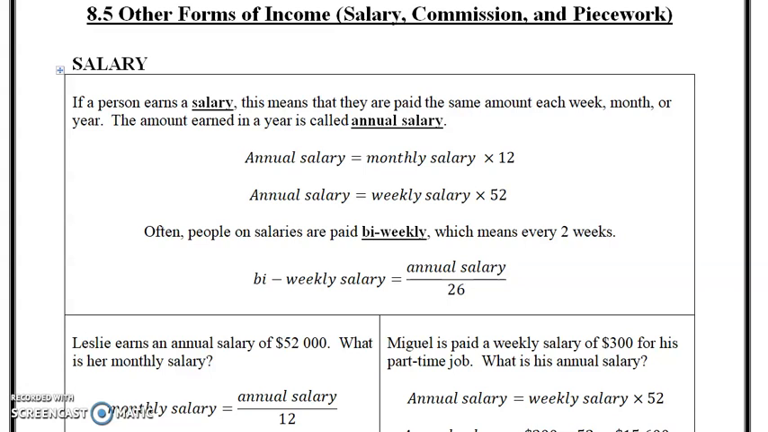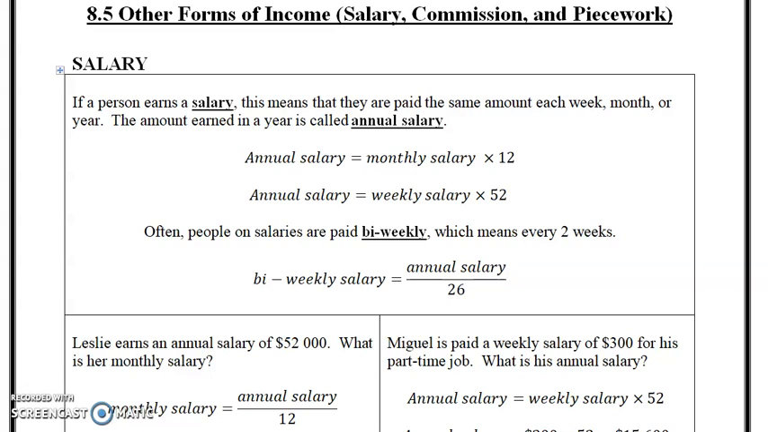If a person earns a salary, this means that they are paid the same amount each week, month, or year. The amount earned in a year is called annual salary. As a teacher, that's how we are provided our income. Our income is based on an annual salary, which is provided to us bi-weekly. So that means we take our annual income and we divide it by 26 because there's 26 bi-weekly weeks, right? Because bi is 2, so 2 times 26 would be the 52 weeks in a year.